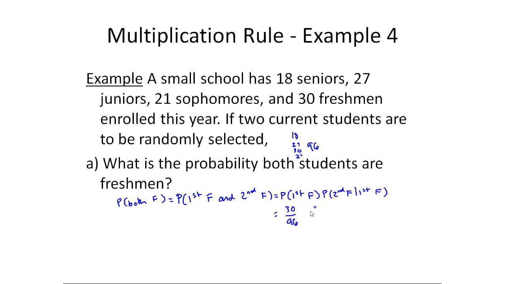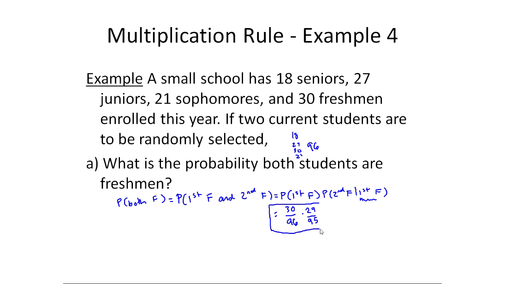And now we got to multiply this by the probability that the second person's a freshman given the first was a freshman. Well, think about it. We picked a student already, right? So there's only 95 students left to pick from. That's all based off of this. This is saying, hey, you picked a person, and not only that, the person you picked was a freshman. So how many freshmen are left? It must be 29. So this product is our answer.